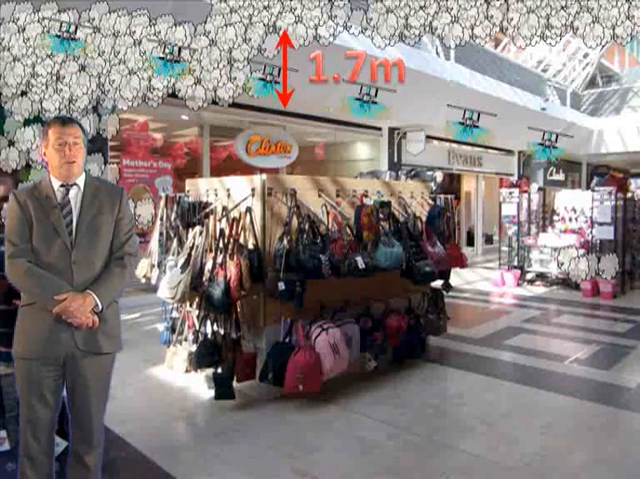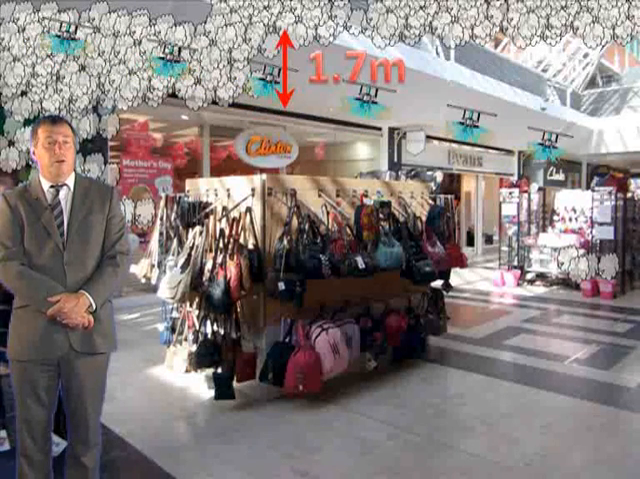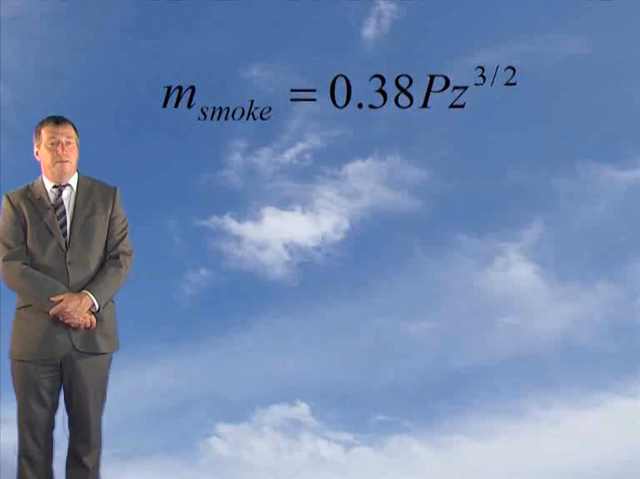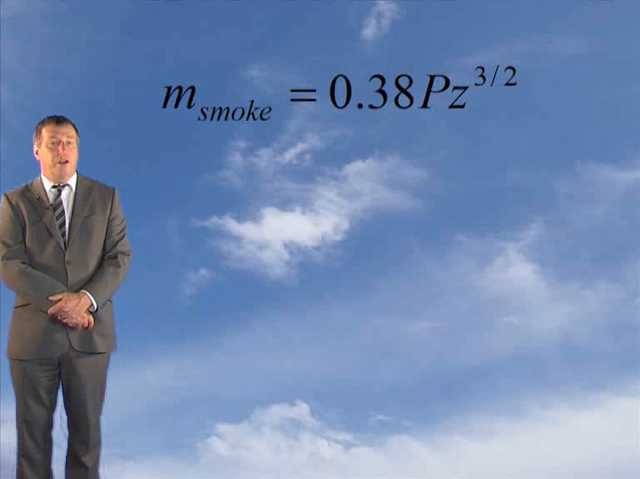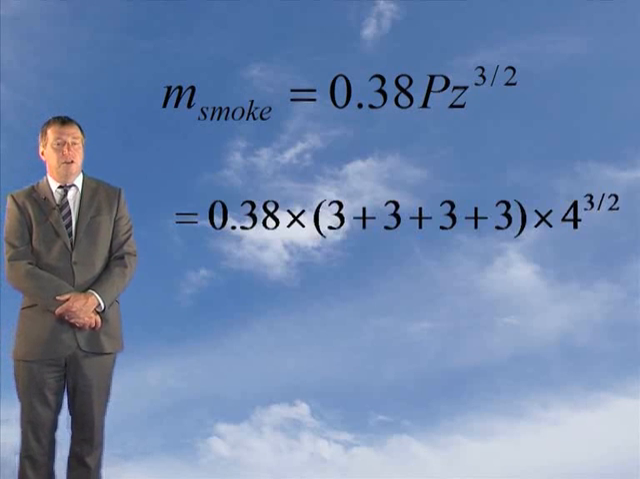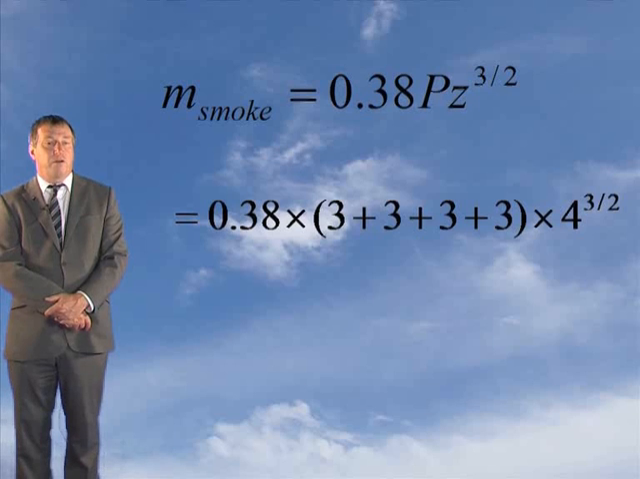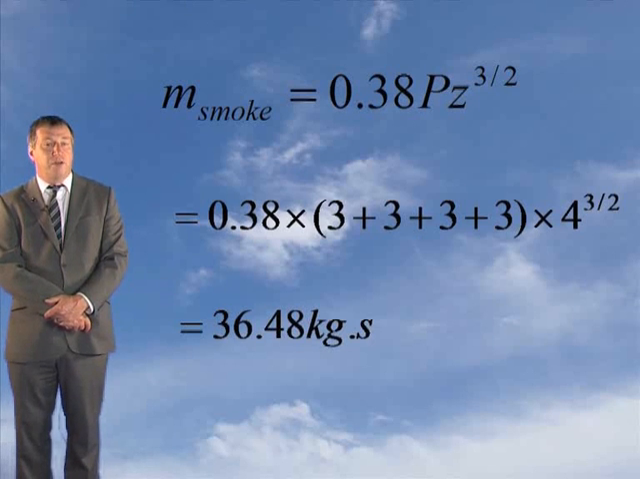This model would give us the following for a prediction of the smoke entering the smoke layer. As you can see, m equals 0.38 p z raised to the power 3 over 2, and this equals, in this case, 0.38 times 12 times 4 raised to the power 3 over 2. Evaluating this gives us the result 36.5 kilograms per second. From this point on, we'd be looking at the temperature rise, the ventilation requirements, and so on, as we have done previously.